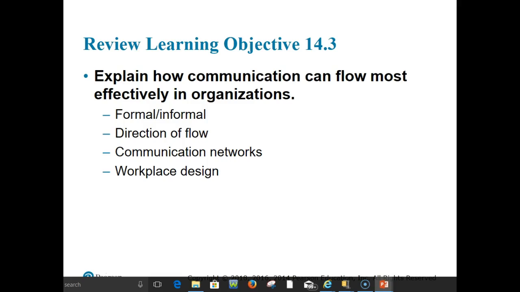In review of our third learning objective, formal communication is communication that takes place within prescribed organizational work arrangements. Informal communication is not defined by the organization's structural hierarchy, and communication in an organization can flow downward, upward, laterally, and diagonally. Also remember, the 3 communication networks include the chain, in which the communication flows according to the formal chain of command, the wheel, in which communication flows between a clearly identifiable and strong leader and others on the work team, and the all channel, in which communication flows freely among all members of a work team.